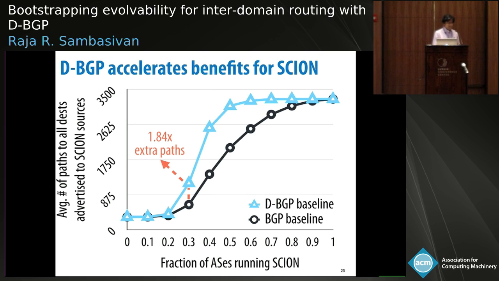So the key takeaway I want you to get from this graph is that D-BGP provides more benefits at low adoption rates compared to BGP. This incentivizes adoption at a time when the new protocol is the most fragile. So we do have results for other protocol representatives. Please look at our paper for details.